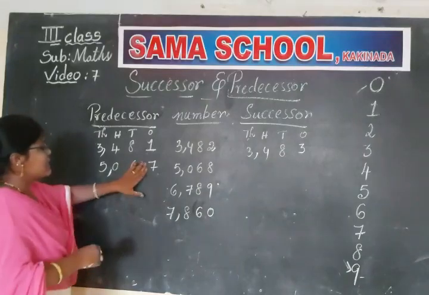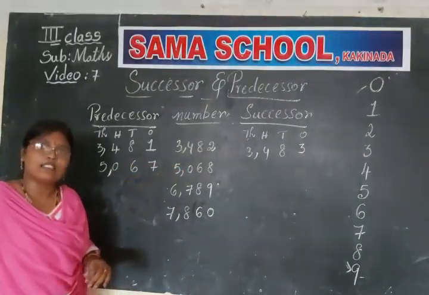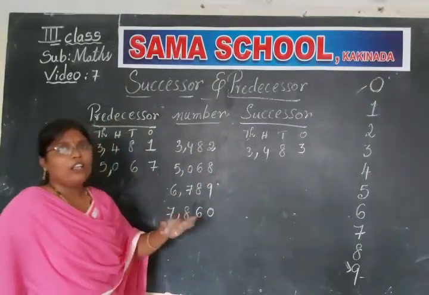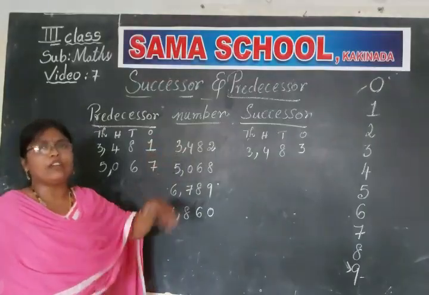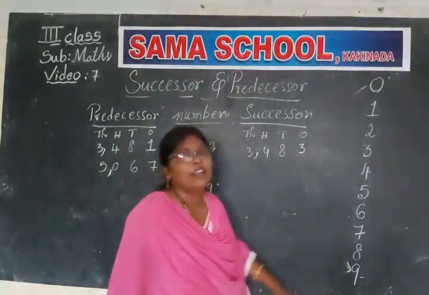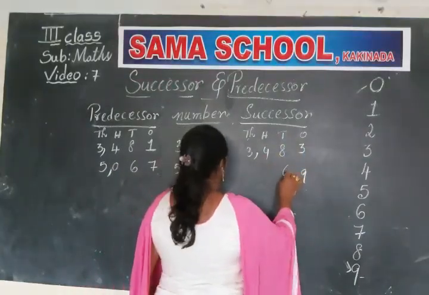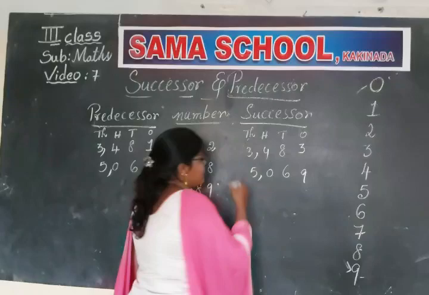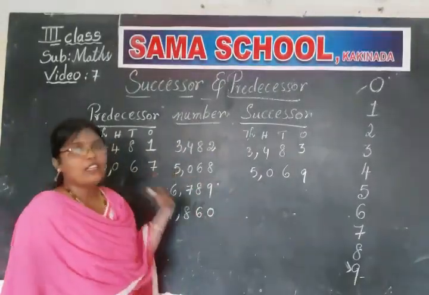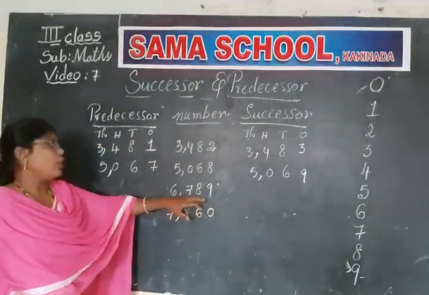See, the predecessor of 8 is 7. So write 7 and the remaining numbers as it is. So 5067 is the predecessor of 5068. Now what is the successor? Again here, only the ones place digit changes. What is the successor of 8? 9, and the remaining numbers as it is. So 5069 will be the successor of 5068.